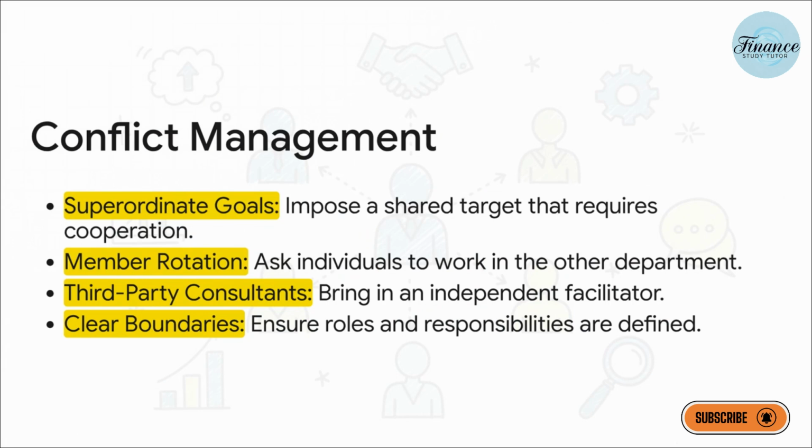And these are your practical get-out-of-jail-free cards for the exam. For instance, imagine the finance and marketing teams are at each other's throats over budget. A great move is to set a superordinate goal, like launching a joint campaign to boost market share by 10%. Suddenly, they have to work together. It completely changes the dynamic.